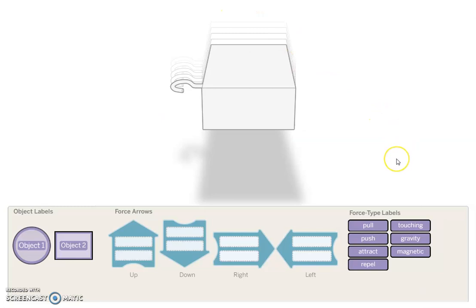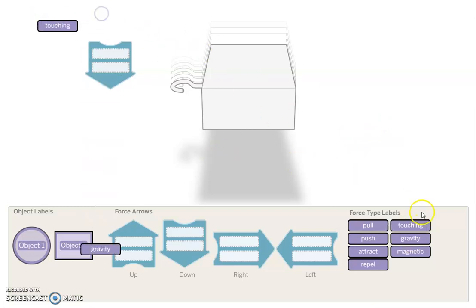In this last one, I'm going to leave up to you guys. I'm going to give you a few seconds to think about how you would write this one out. So right here, what this means is that the box is moving this away. That's what's happening in this photo. I want you to think if it's a touching force, if it's gravity, or if it's a magnetic force.